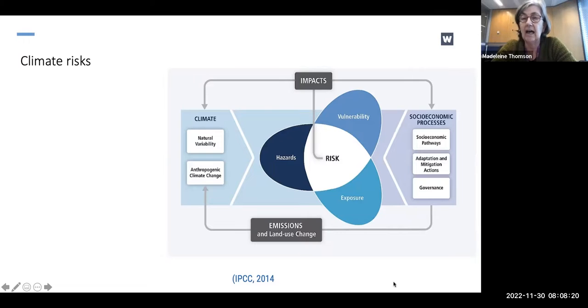And it is the impacts of climate that create these risks, and we are furthering those risks through the greenhouse gas emissions that we produce and the land use changes that we decide on. And of course, there are many socioeconomic impacts that connect to this, and our behavior in response to the climate crisis is critical.